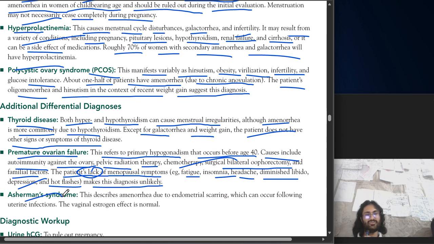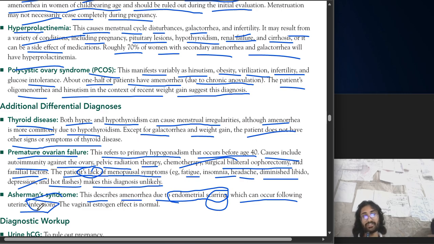Asherman syndrome. I love this word. Asherman syndrome describes the amenorrhea due to endometrial scarring. What happens? Mostly in cesarean sections or any kind of surgery, there are adhesions occurring between the layers. Those are also referred to as scarring. So endometrial scarring can cause amenorrhea, which can occur following uterine infections. Infections can also lead to Asherman syndrome. It's not like only surgeries lead to it. Vaginal estrogen effect is normal in this case, no problem with that.